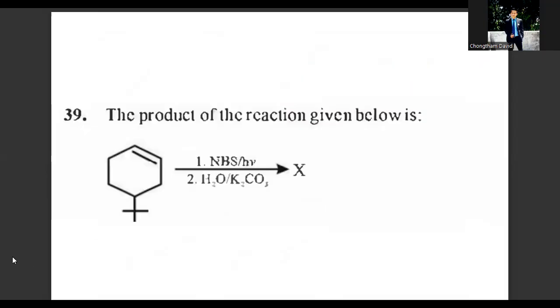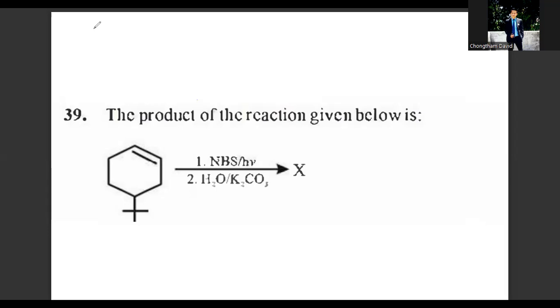39. The product of the reaction given below is. See, NBS is the full form of N-bromosuccinimide. It results in bromination at the allylic and benzylic positions. Okay, so the most stable product, the product of the given reaction is given below X. Okay, let us see. These are the options given to you.